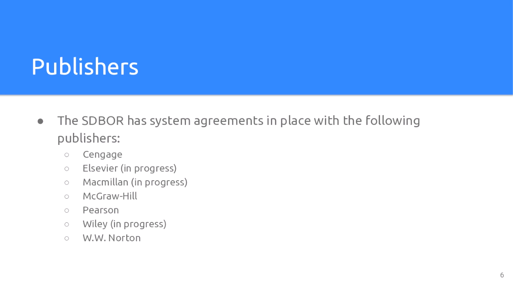Again, what we do is we send it to the committee. The committee says, are there any other institutions interested in using this publisher? If so, then we do a system agreement with them. Otherwise, the institution has to do it, and it's a lot slower, unfortunately, now.